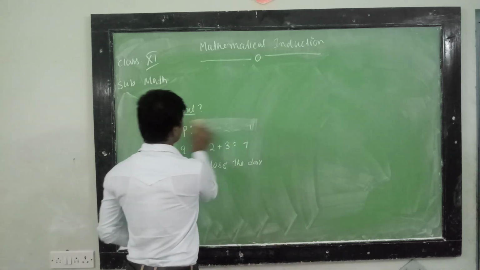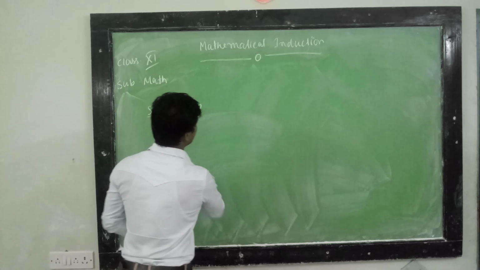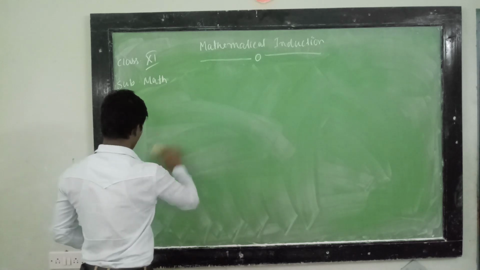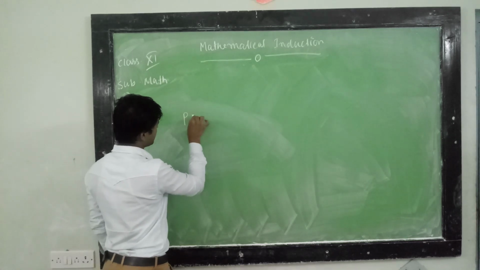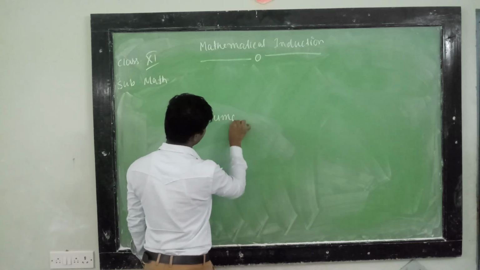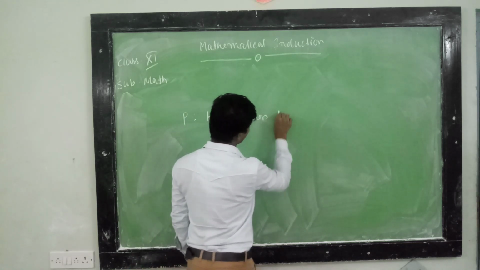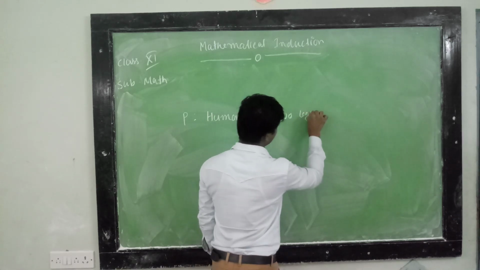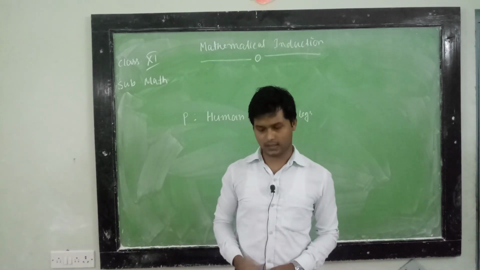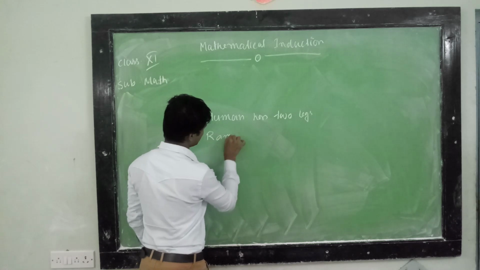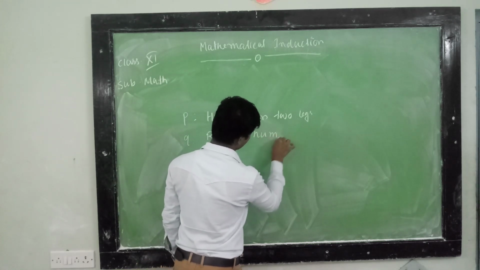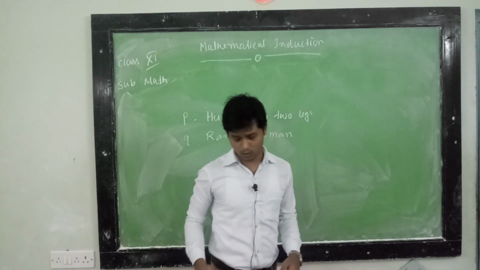Okay, so now we define two more terms. One is, what do you mean by deduction, and what is induction. So deduction means, I am giving an example here. Suppose one statement is P, which is equal to: human has 2 legs. And let us consider another statement Q: Ram is a human. So obviously Ram has two legs.